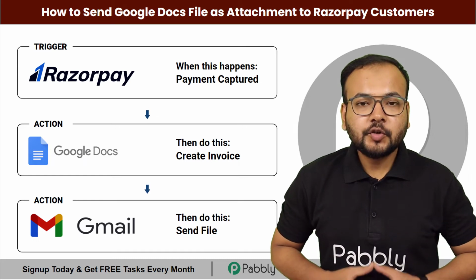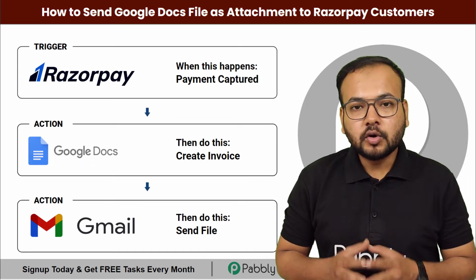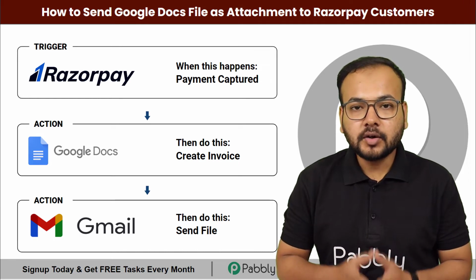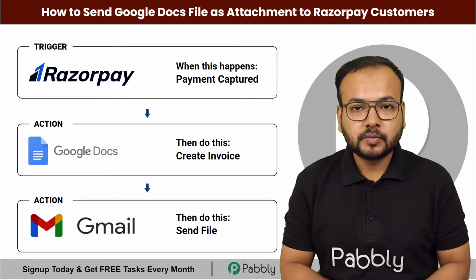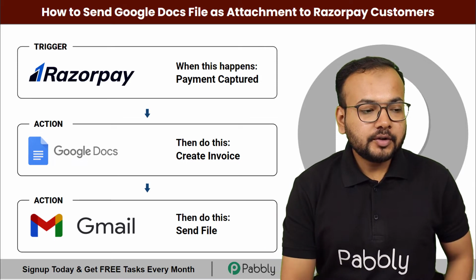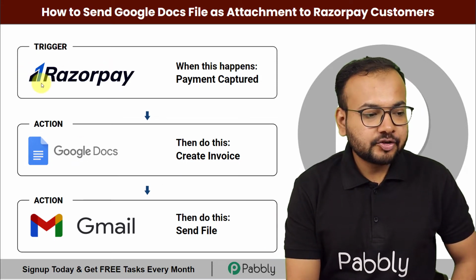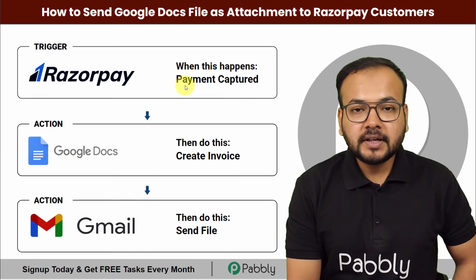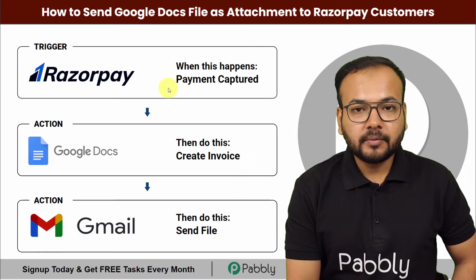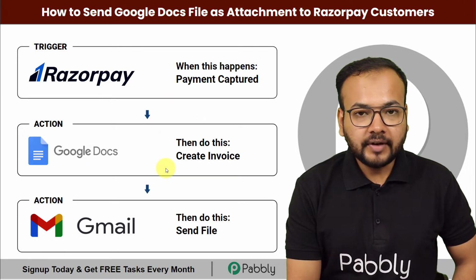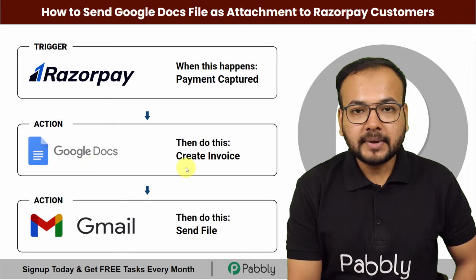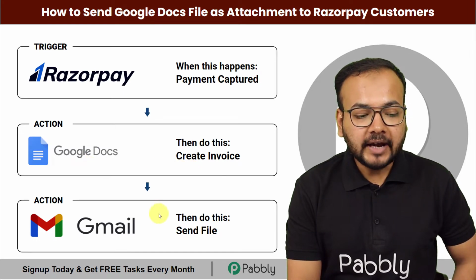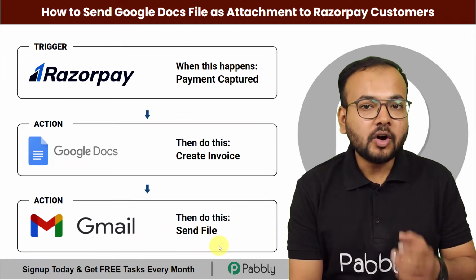Guys, in this video, you will learn how you can send Google Docs file as an attachment automatically to your Razorpay customers. So guys, here we are going to connect Razorpay application as trigger and Google Docs and Gmail application as the action. Okay, so here guys, as and when you get a new payment captured from Razorpay, an invoice kind of file will be created in Google Docs application automatically, and the same file will be delivered to your customer via an email through Gmail application automatically.